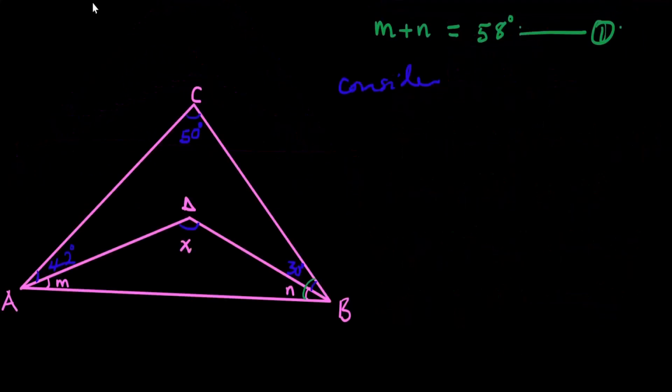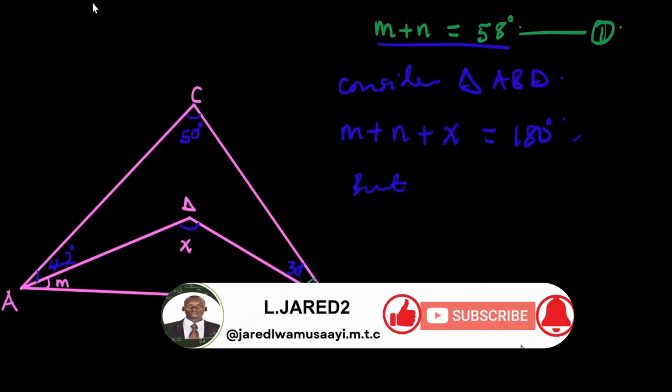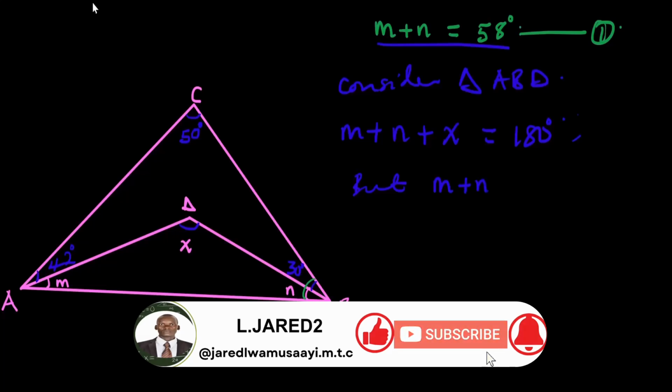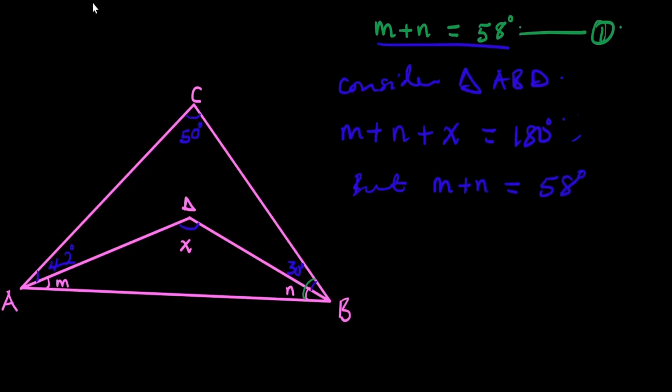So let us consider the triangle ABD. It implies that if I sum up angle M plus angle N, plus the angle X, it should give us 180 degrees. But from our equation 1, we see that the angle M plus the angle N gives us 58 degrees. That means we can substitute this in and solve for x. So we have 58 degrees, which is the sum of M and N, plus x, giving us 180 degrees.